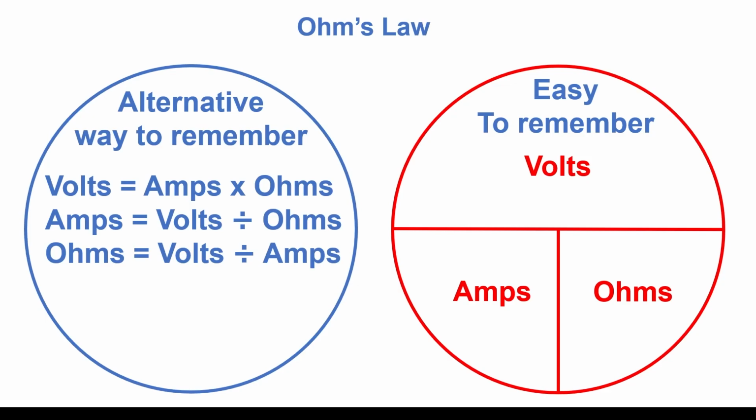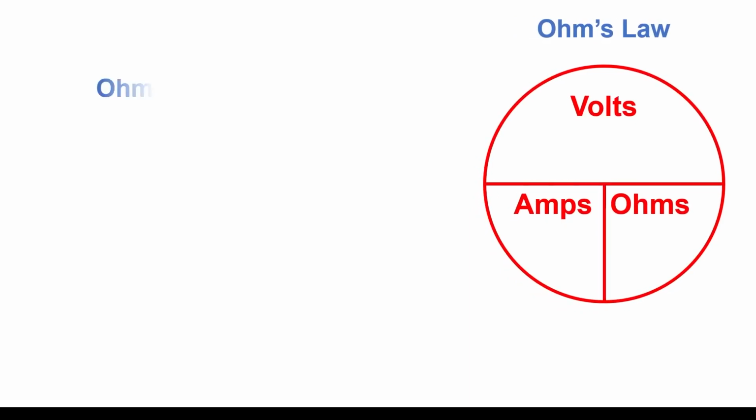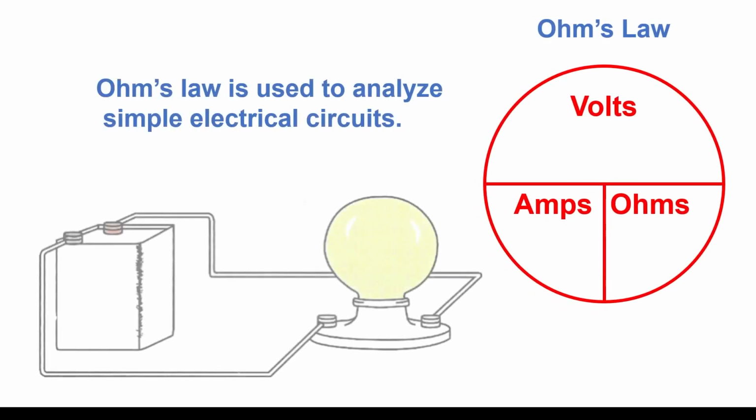I have a lot of students that have tried to just remember one of these equations and derive the other equations from the first one and get it wrong because they got things in the wrong order. So your choice, let me go back to that one. If you look at it, which one is easier to remember? The one on the right actually results in fewer mistakes. So we're going to use that again, Ohm's law. Ohm's law is used to analyze simple electrical circuits like this one.